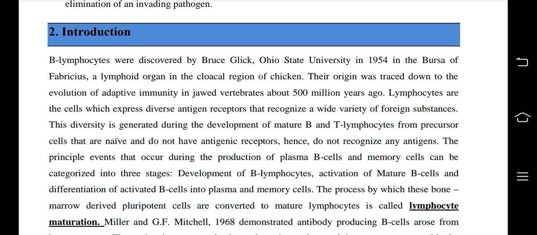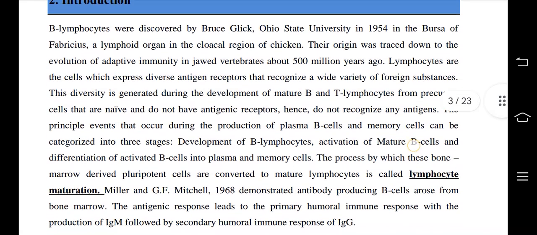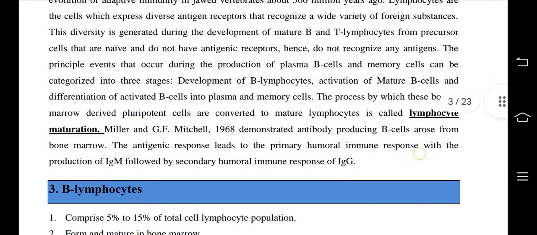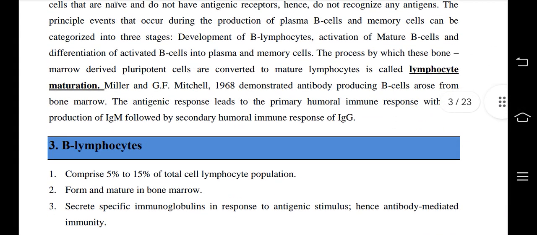The principal events that occur during the production of plasma B cells and memory cells can be categorized into three stages: development of B lymphocytes, activation of mature B cells, and differentiation of activated B cells into plasma and memory cells. The process by which these bone marrow derived pluripotent cells are converted to mature lymphocytes is called lymphocyte maturation.